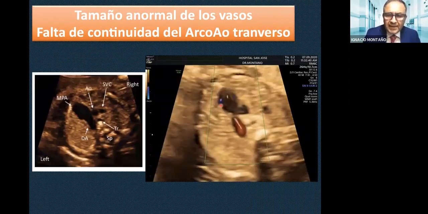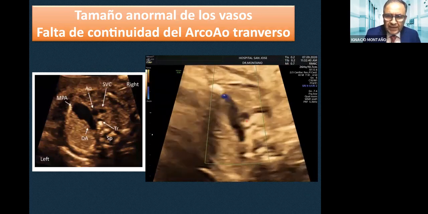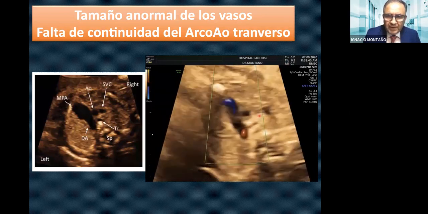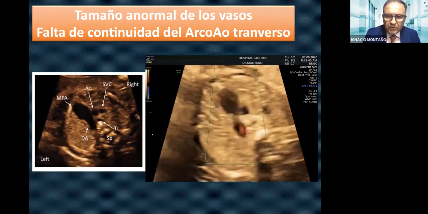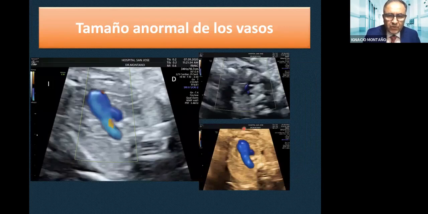Abnormal vessel size, and lack of continuity of the transverse aortic arch. Here we can see from left to right the wide ductal arch, the transverse aortic arch that is interrupted, and here we see the vena cava. Therefore, we are facing a condition, a left ductus-dependent congenital heart disease, which would be an interruption of the aortic arch, in this case type B.